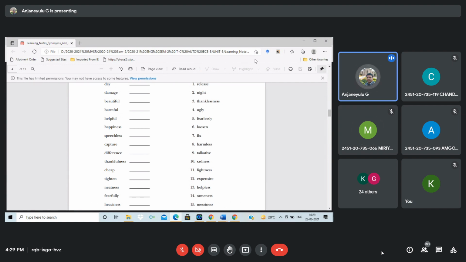See, fearful, fearfulness; when you use fearful, the opposite is fearless, and fearlessly is the adverb. So if you say here difference, what is the opposite for difference? Quickly. Sameness. Yeah, sameness, 14.